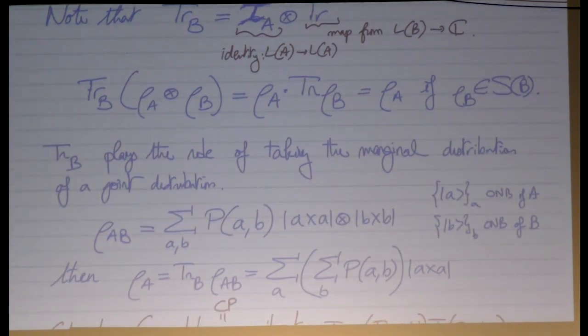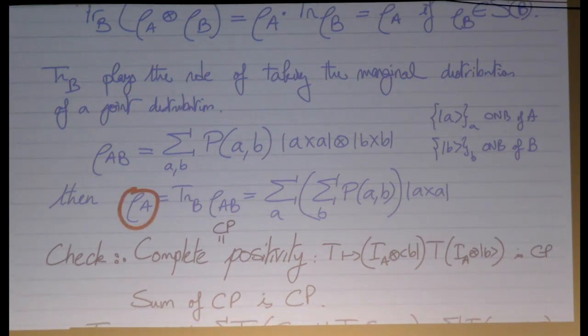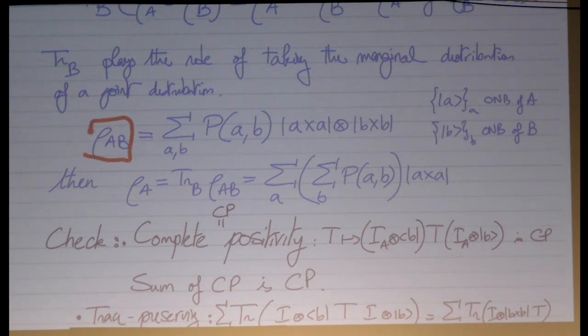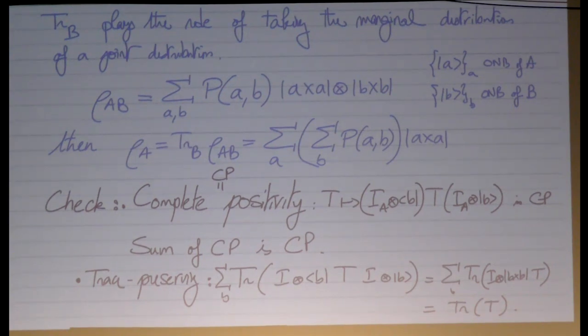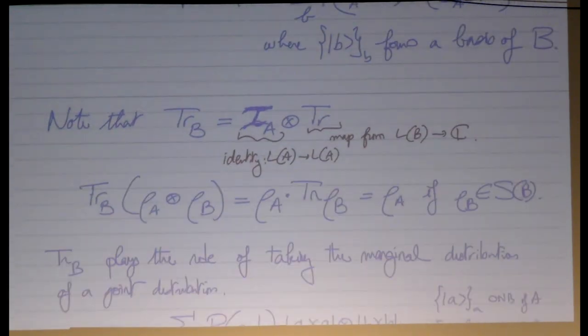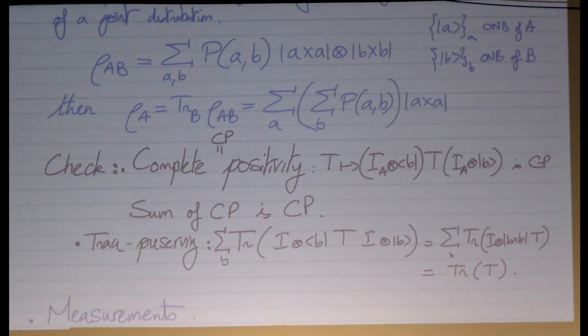Again, the partial trace plays the role of taking the marginal of a joint probability distribution. For example, in the special classical case, if the two systems A and B are classical in some fixed basis, this is just the marginal. An important notation I'll be using is that if I have rho AB, a joint state on AB, I use the notation rho A for the partial trace over B of rho AB. Why is this a valid channel? It's again simple to see, because the maps obtained by sandwiching with an operator are completely positive, and then the sum is completely positive. Again, trace preserving is easy to verify as well.